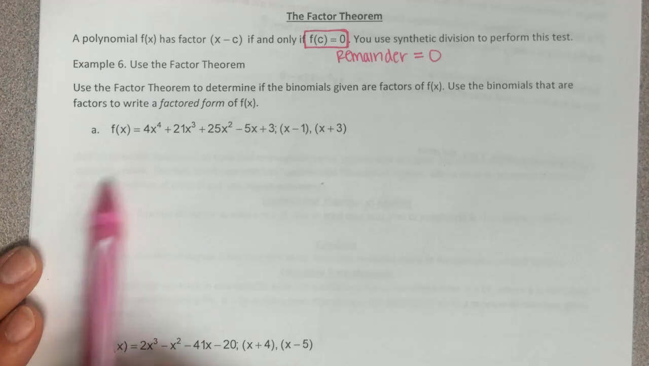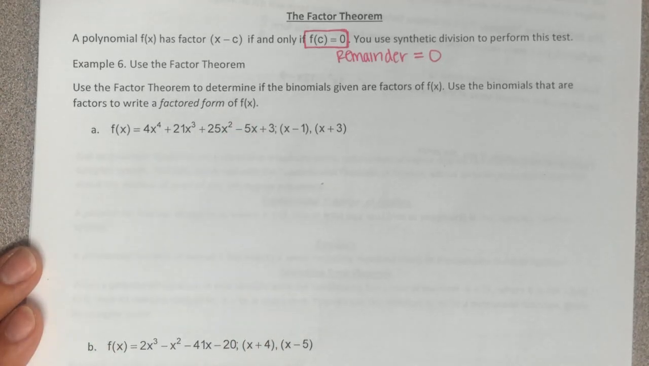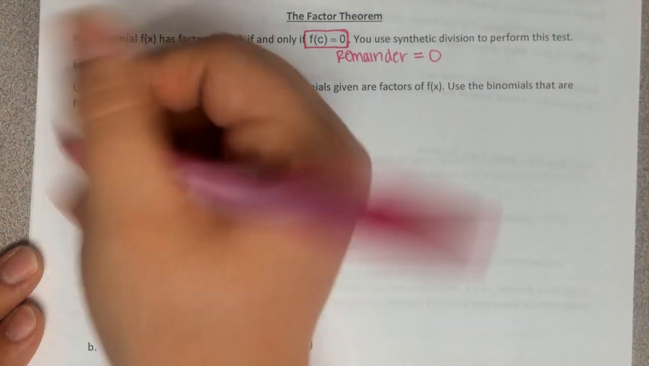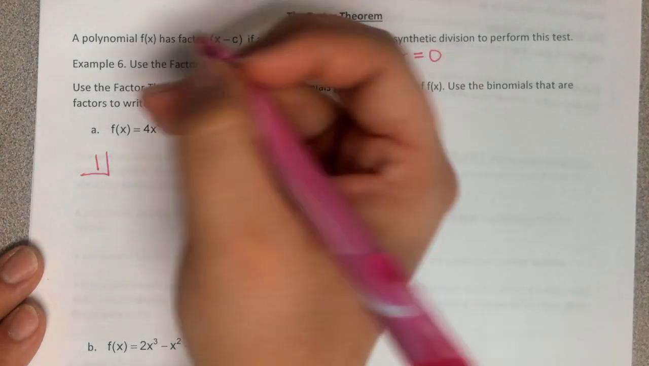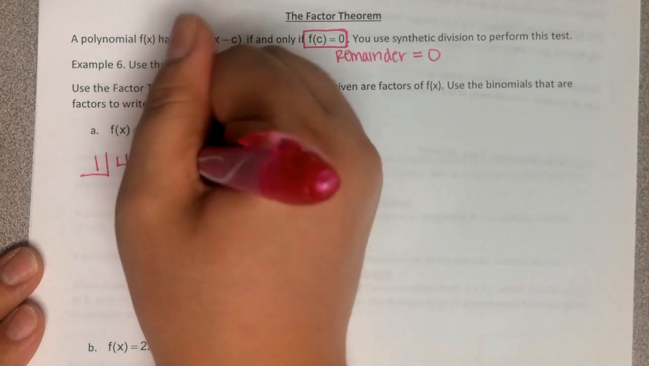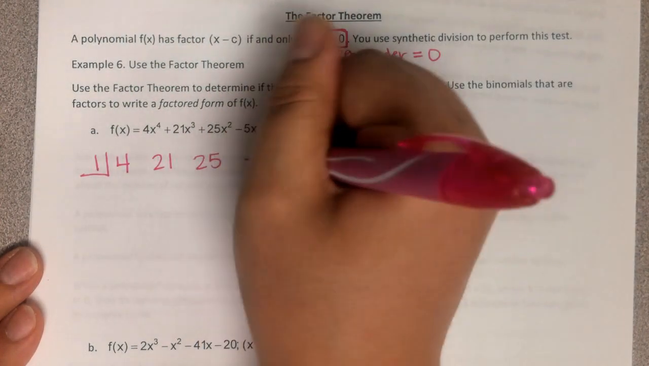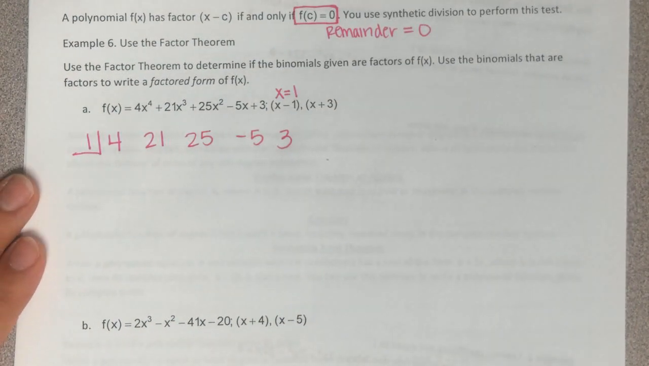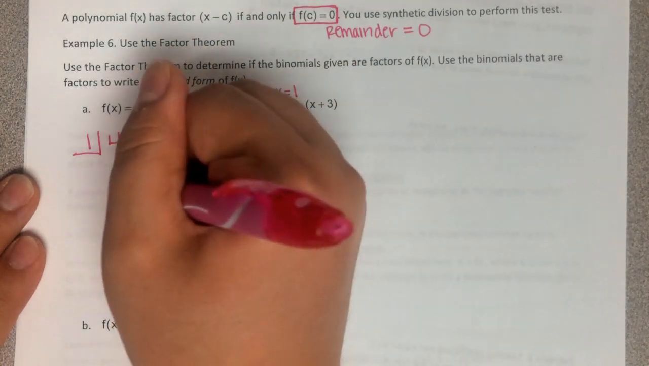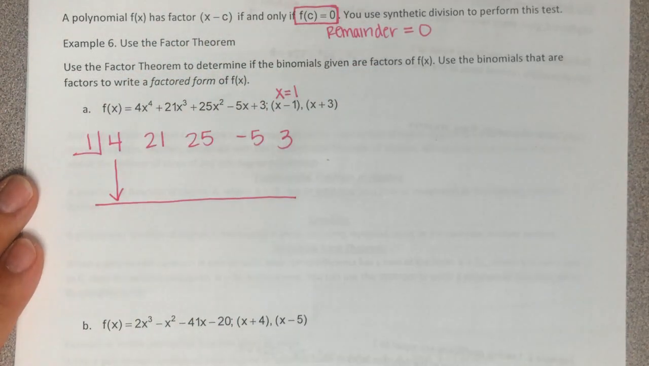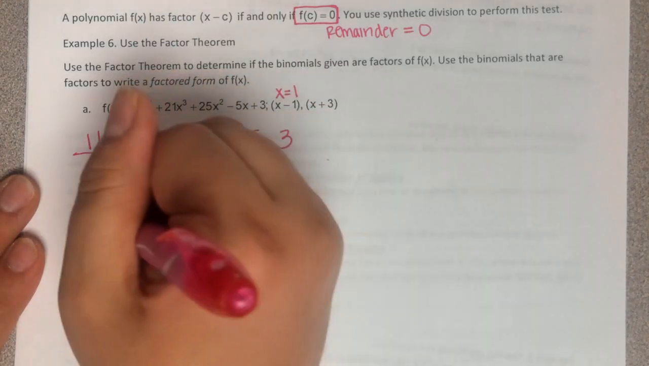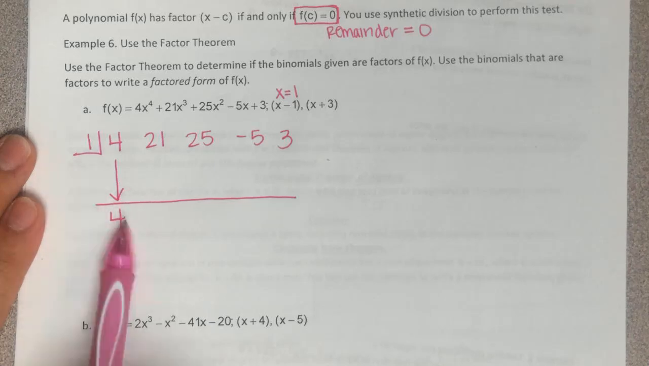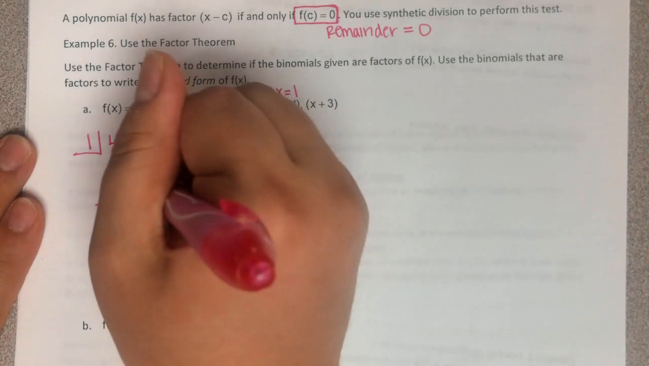So what would be the first 0 that we try out? X equals 1. Do y'all agree this is x equals 1? So I'm going to plug in 1 into this. So I get 4. My coefficients, y'all remember we did this last Friday. And then we are going to drop it down. Multiply, add, multiply, add, multiply, add. What's 4 times 1?